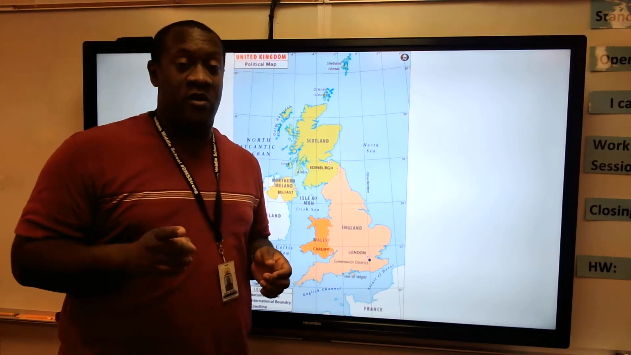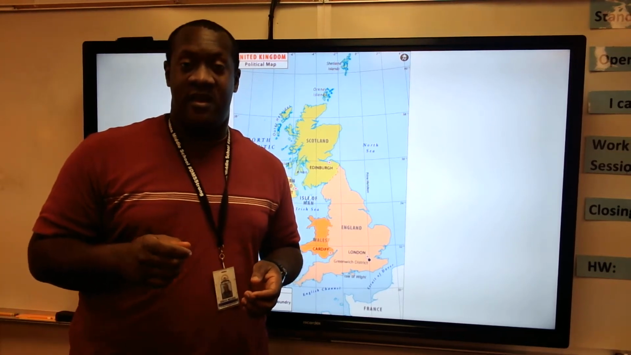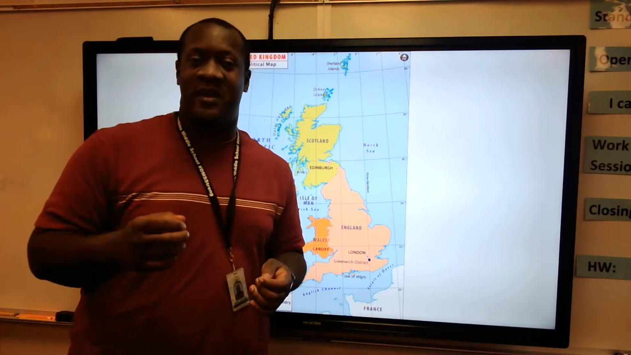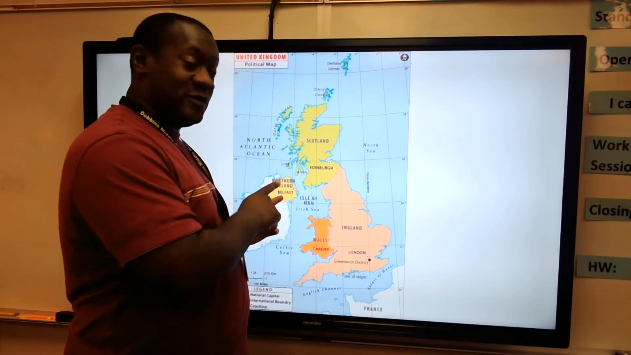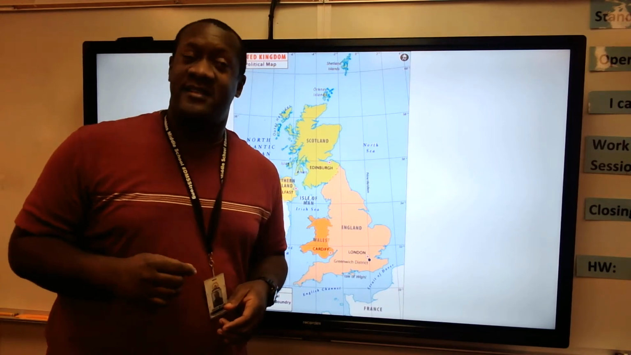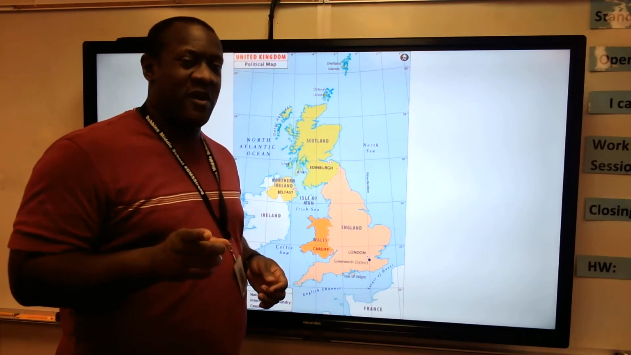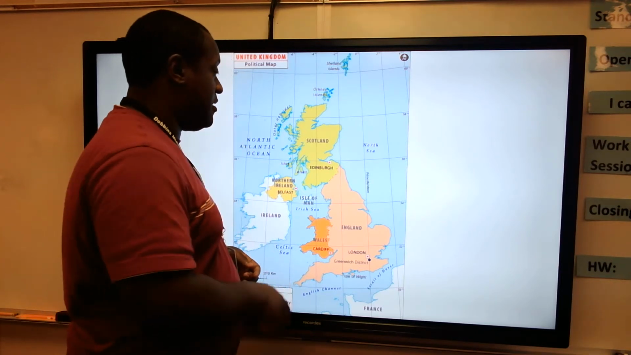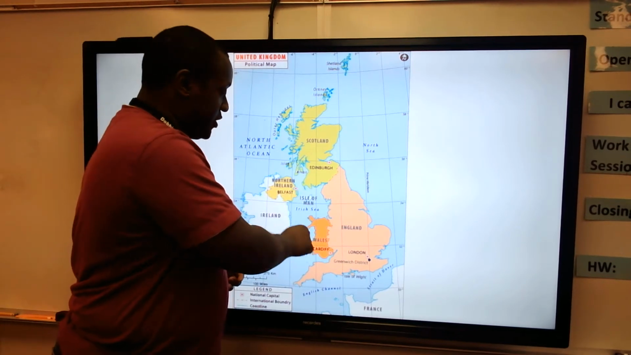If you want to remember them in order, think of the word sewn, S-E-W-N, as in, oh, my parents had sewn this garment in the past, right? Sewn: Scotland, England, Wales, Northern Ireland. So you can remember them in order, S-E-W-N. Scotland, England, Wales, Northern Ireland.